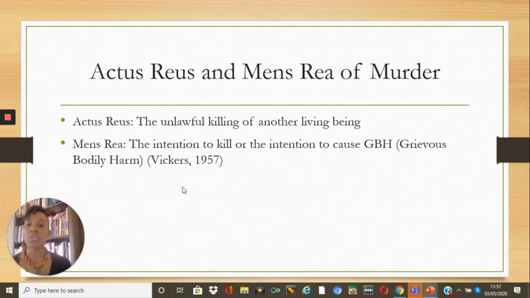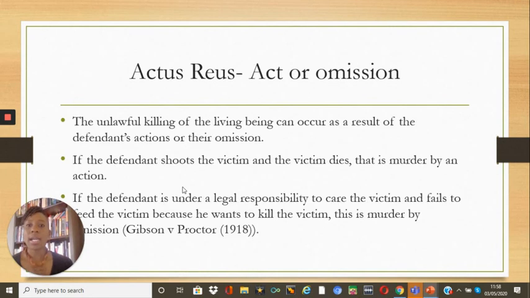Now, I already said what the actus reus is. So the actus reus is the unlawful killing of another living being. The mens rea is the intention. So we saw it as malice aforethought, either express or implied by law. For law students, even if you state what Sir Edward Coke says, you need to understand that what it means is that mens rea is the intention to kill or the intention to cause grievous bodily harm. And that was confirmed in Vickers 1957.